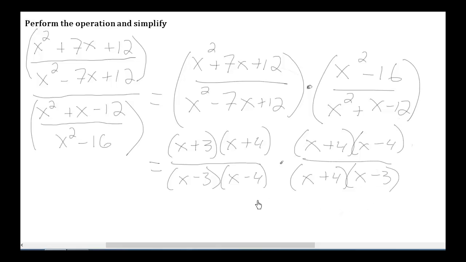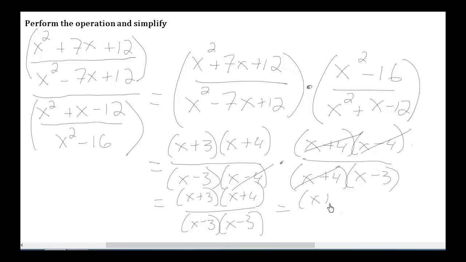Alright, now we cancel out top to bottom in a one-to-one fashion. This x minus 4 cancels out this one, and this x plus 4 cancels out this one. So what am I left with? Up top I've got x plus 3 and an x plus 4, and on the bottom I've got x minus 3 and another one. On the bottom those are going to multiply together, so up top I got x plus 3, x plus 4. On the bottom I got x minus 3 squared. And that is my final answer.